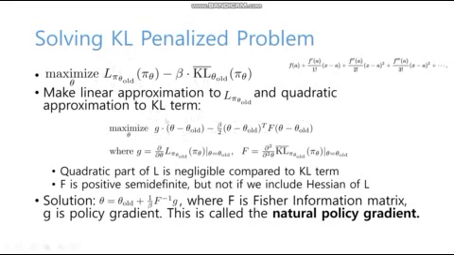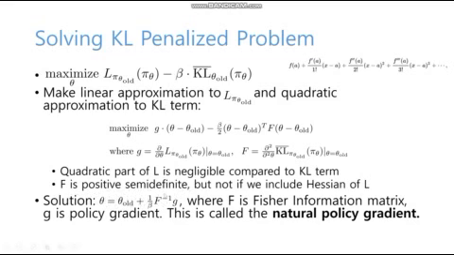So the L term becomes this, and the KL term becomes this, where G is the policy gradient, namely the derivative of L with respect to theta, and the second derivative term here, where the quadratic part of L is negligible compared to the KL term. F is positive semi-definite, and we'll find that the solution is this.